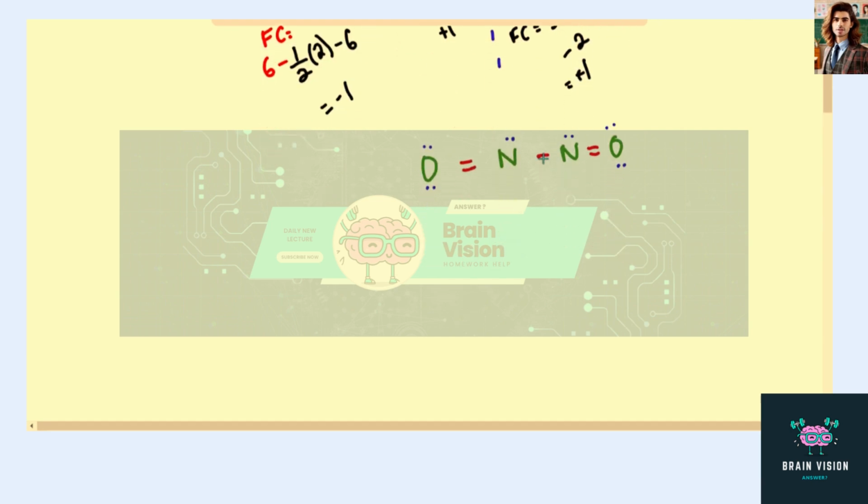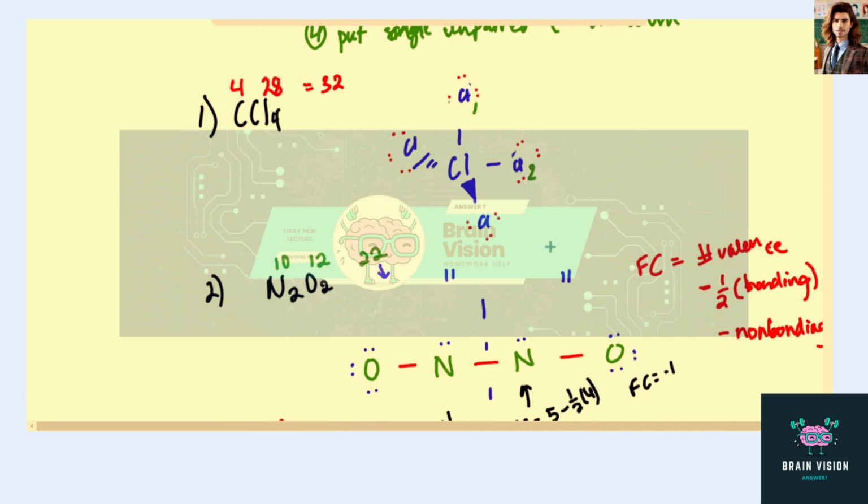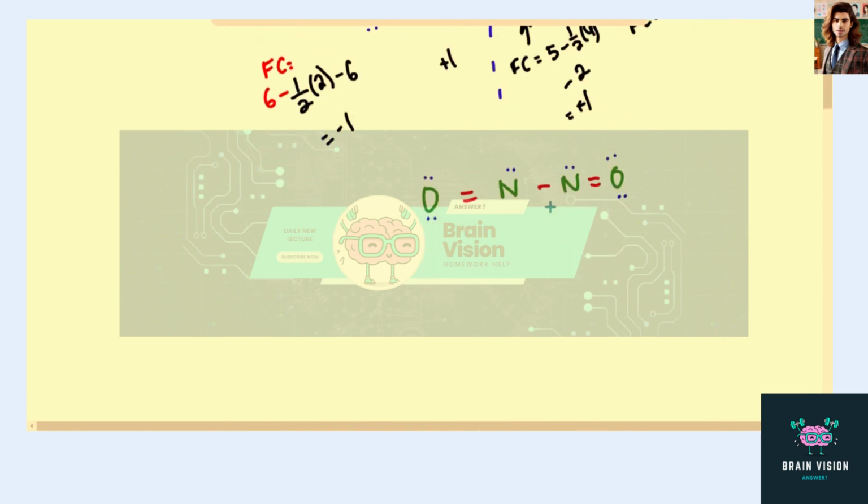Okay, let's look at this one. So each of these has an octet, which is really important. I should have written that here. To give octet. That's really, really important. I don't know how I forgot that. See, octet. Each of these wants 8 electrons. So that's our goal.